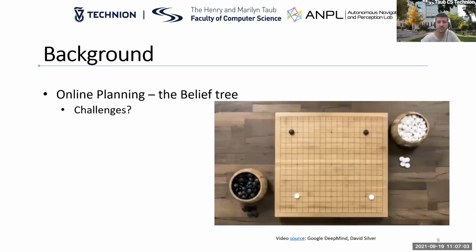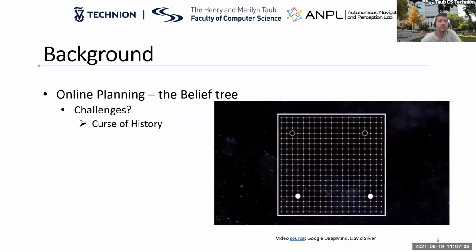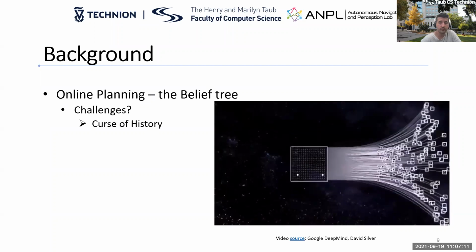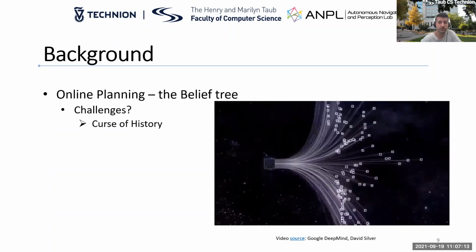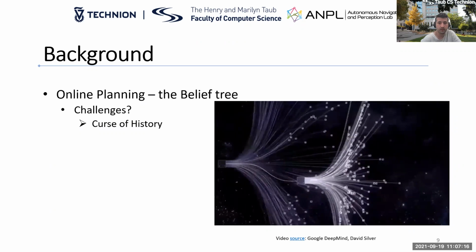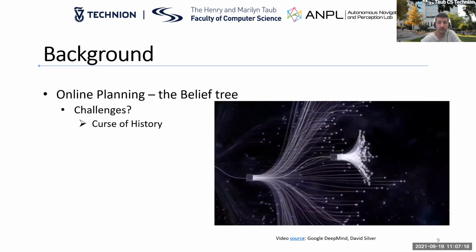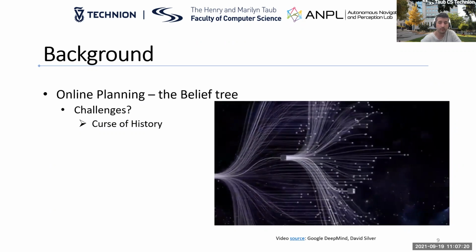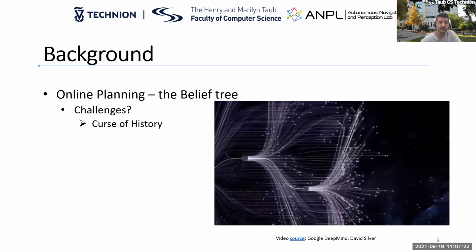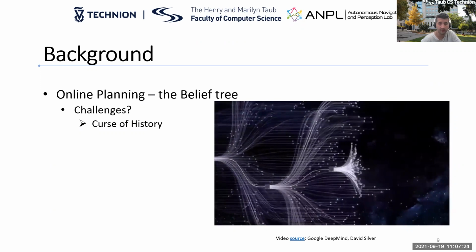This setting raises many challenges. First, building the complete tree is completely intractable. Even if the branching factor is not so big, the number of nodes grows exponentially with the depth of the tree. Obviously, when it is bigger, the problem is much harder. The problem is commonly known as the curse of history, which is illustrated here in this video.